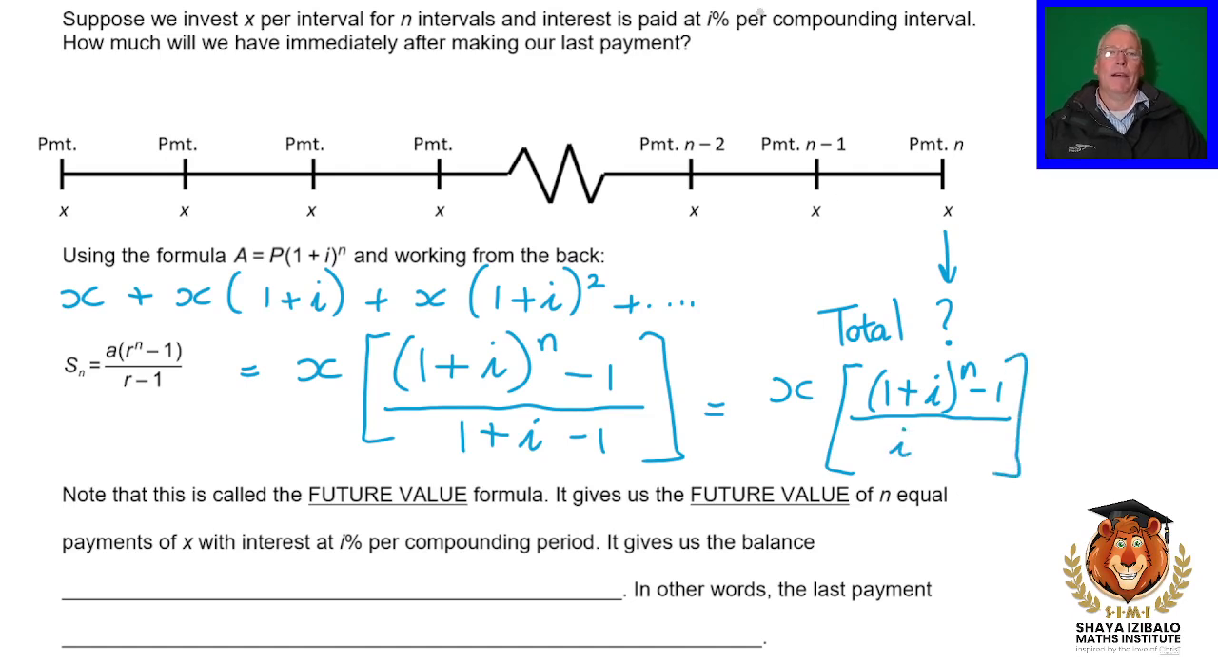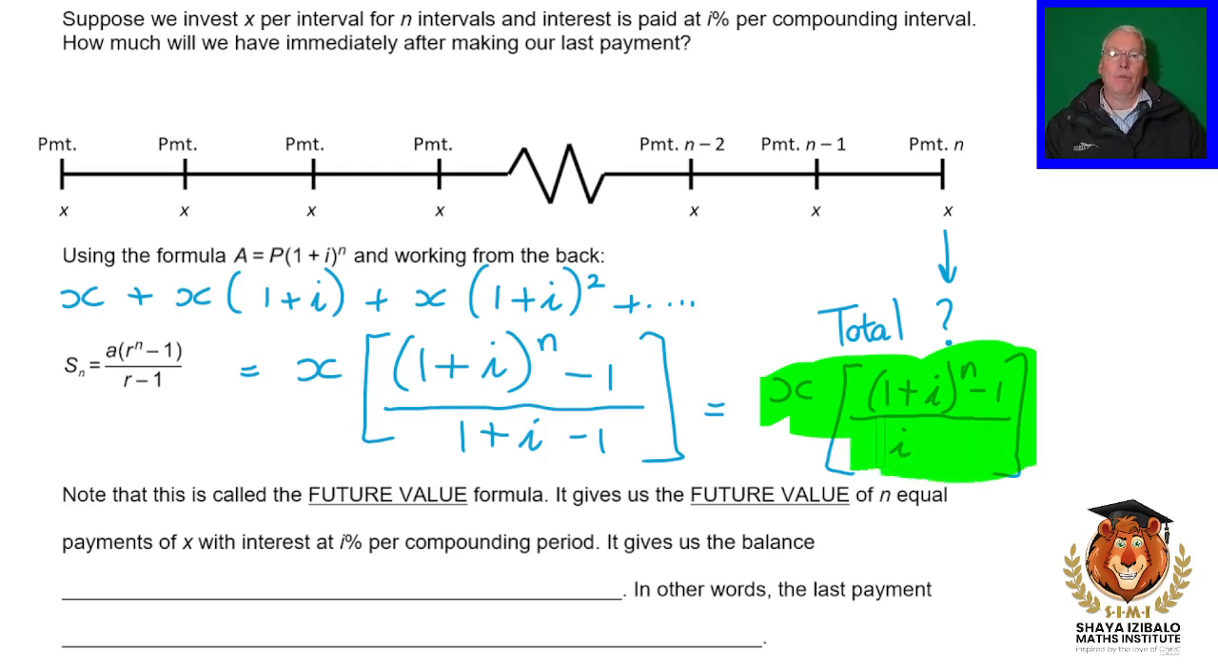This formula here is called the future value annuity formula. It gets provided in tests and exams, and we'll show it to you again over the page. But what it does is it tells us the future value of n equal payments of X, interest at I% per annum per compounding period.